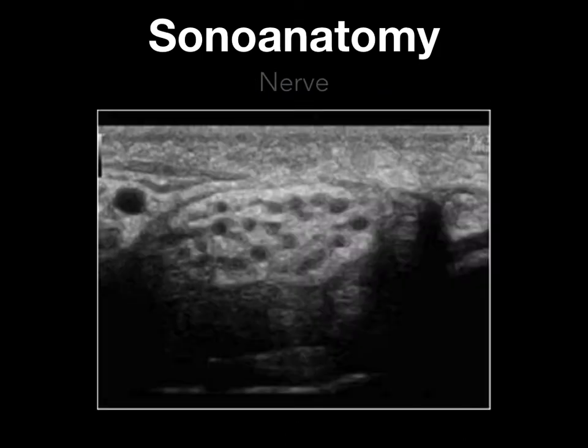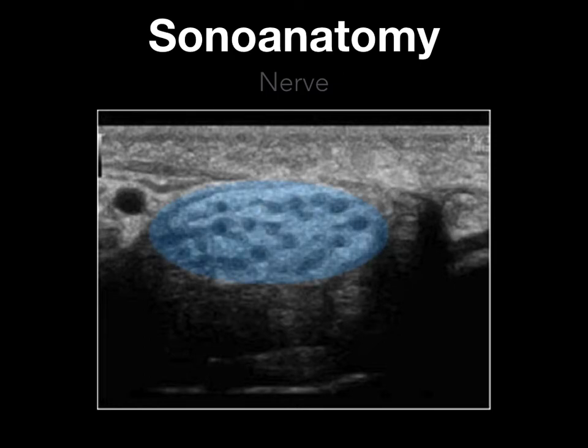And the last structure we want to talk about when evaluating soft tissue and MSK is the nerve. This will often be something we are primarily targeting if we're doing a regional nerve block, or something we'll be wanting to avoid when attempting to place a peripheral IV or perform an incision and drainage.